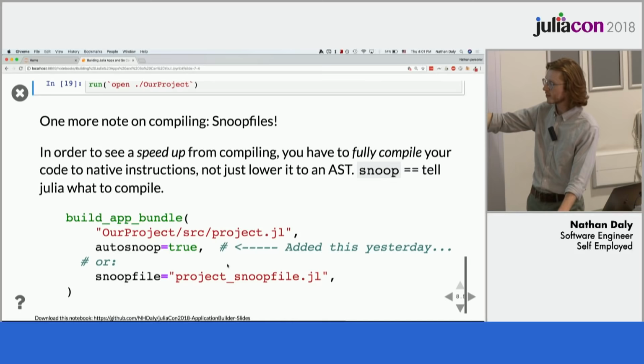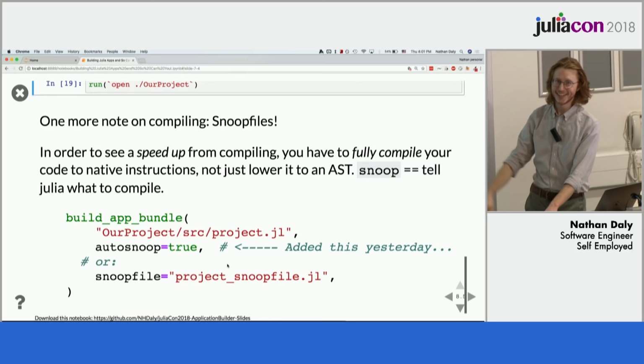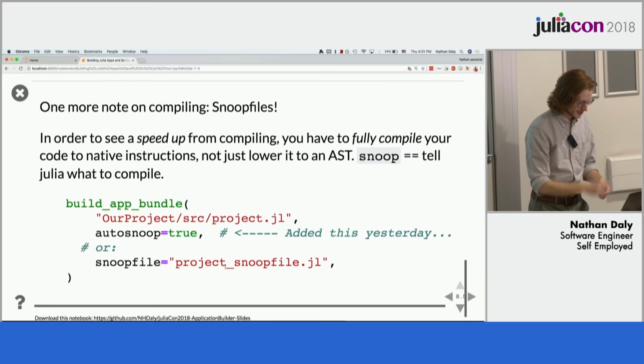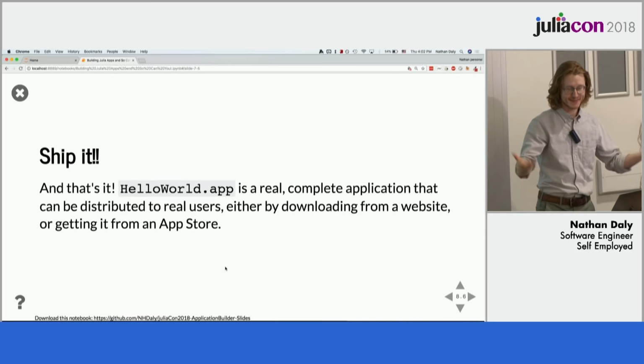I added this auto snoop flag yesterday that just calls Julia main with an empty array of args. So while you're compiling, it ends up running your whole program, and then you have to kill it and let it finish compiling, and then you have an output program. It's kind of slow, so I'm not demoing it here. But if you do that, then you'll have a truly compiled, statically compiled, self-contained Julia application.